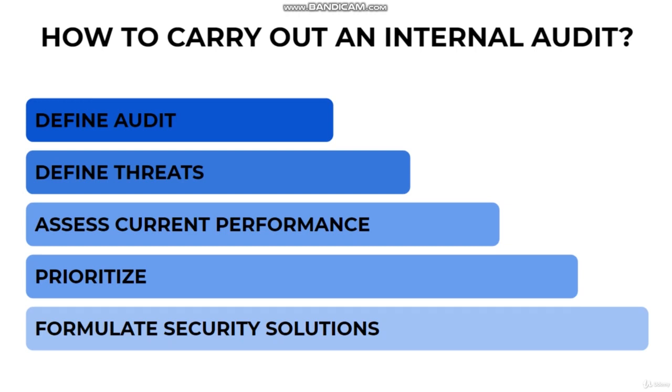So, how to carry out an internal audit? The first step is you have to define your audit. Your first job as an auditor will be to define the scope of your audit. That means you need to write down a list of all your assets. Yes, it is important to actually write it down.